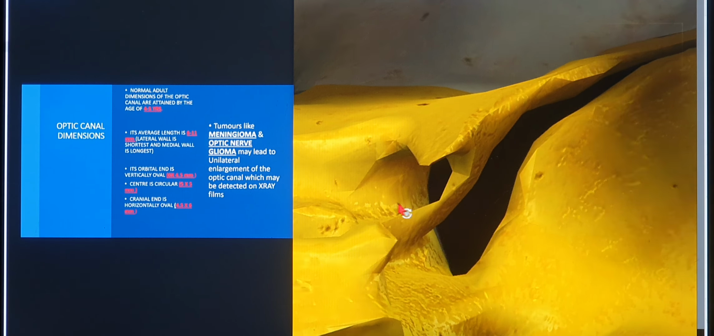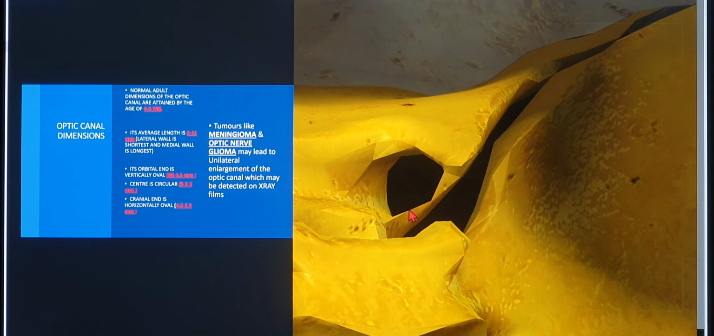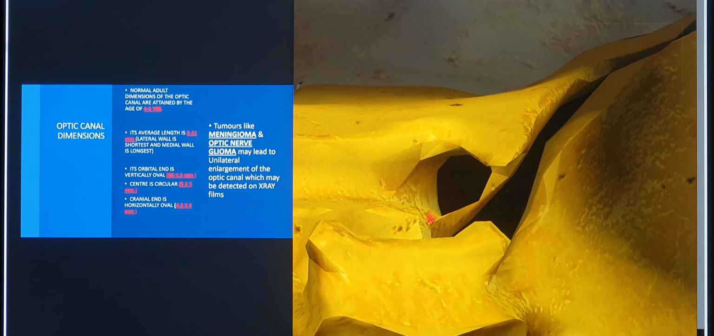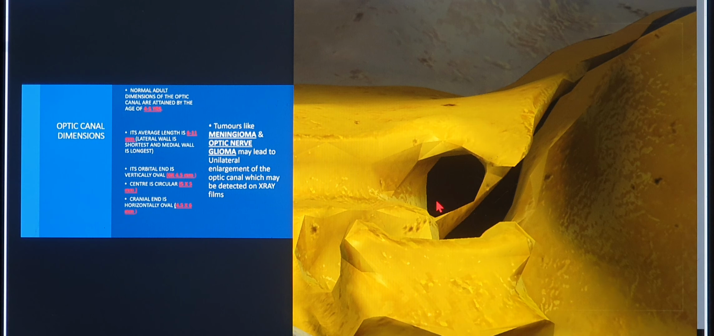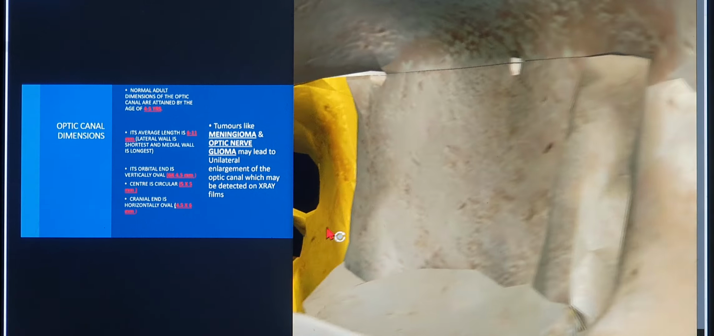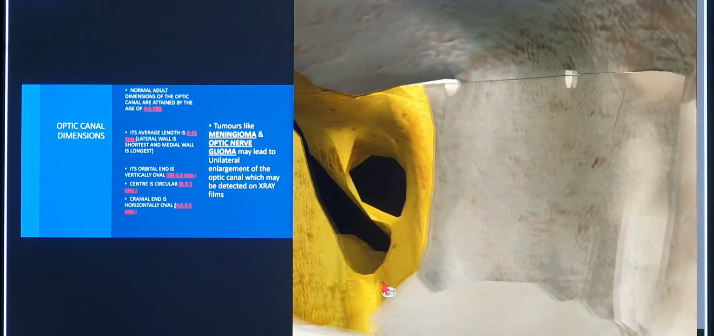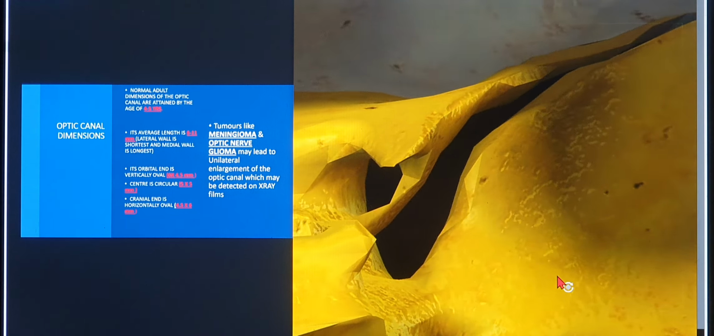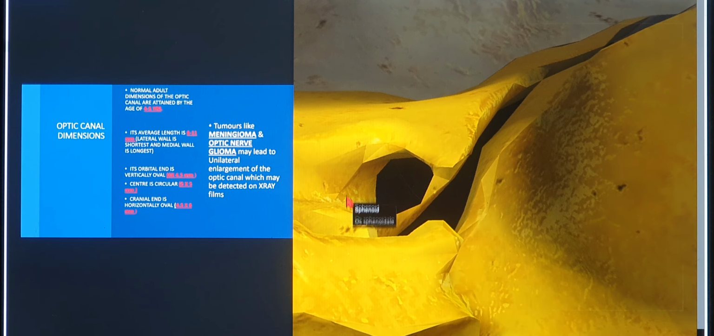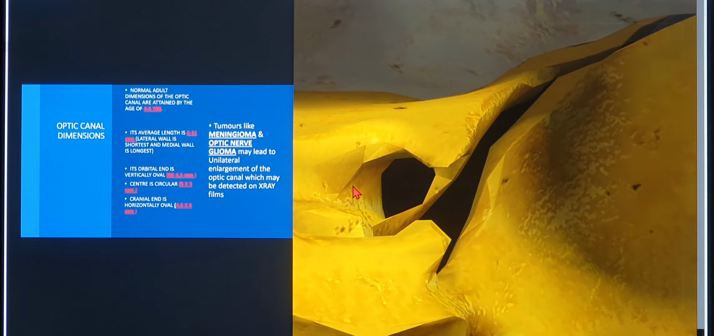So the central part is actually circular, and as you go behind to the posterior most end, as you can see over here, the posterior end, which is situated completely at the posterior end of the lesser wing of sphenoid, is horizontally oval. So the anterior part was vertically oval, the central part is circular, and the posterior most part, this region over here, that's the intracranial part, is horizontally oval.